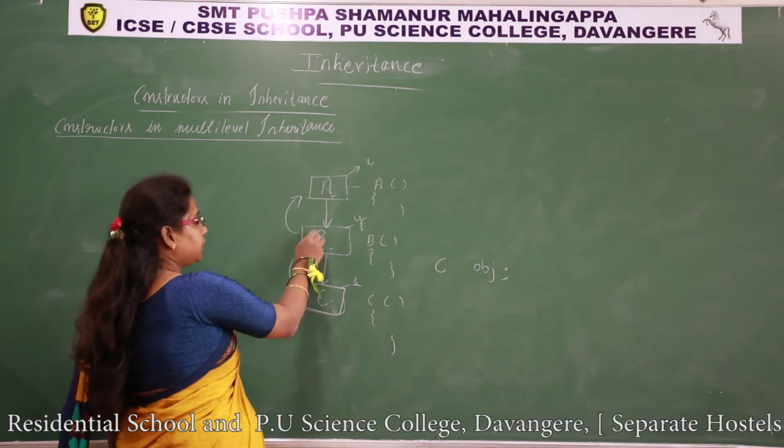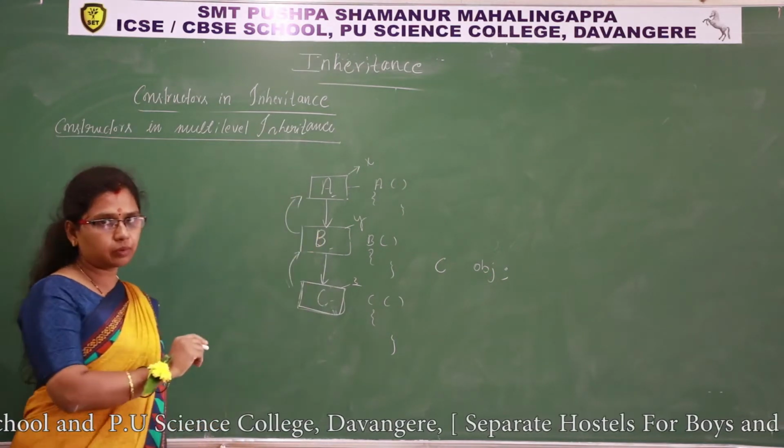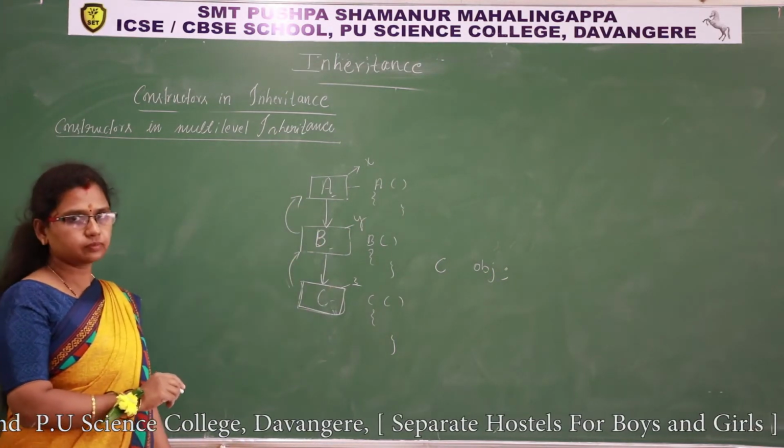Who is the immediate parent class here? B. Class A is a grandparent. It cannot pass that value.